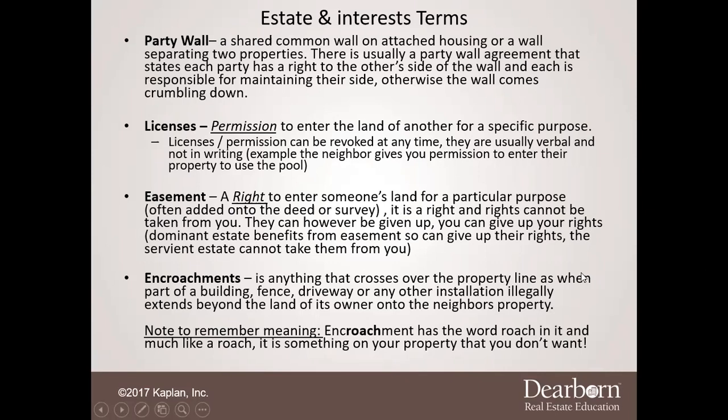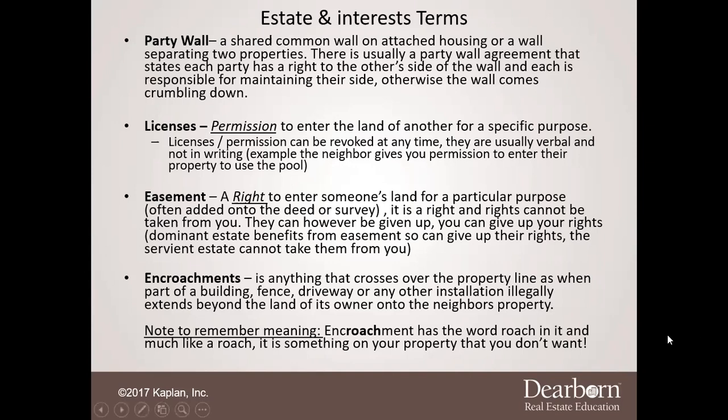And an encroachment. An encroachment is anything that crosses over the property line, as when a part of a building, fence, or driveway, or any other installation illegally extends beyond the land of its owner onto the neighboring property. That's what an encroachment is. They're encroaching in your territory.